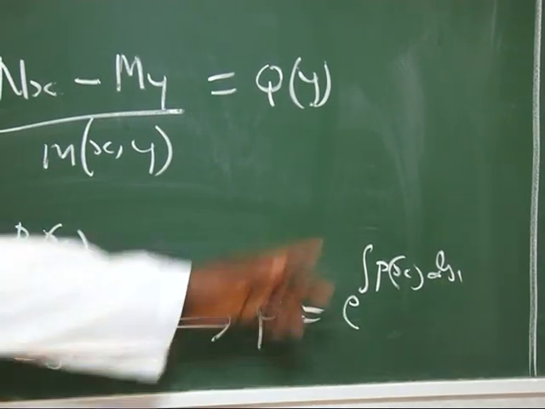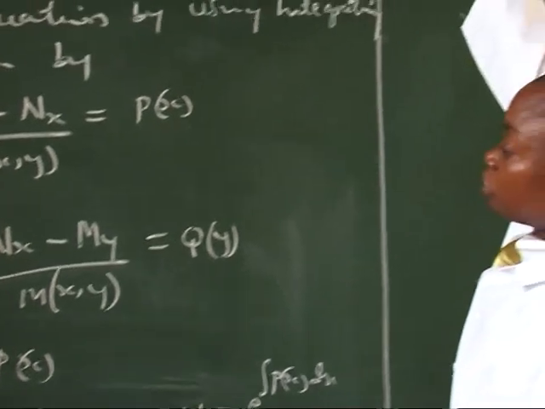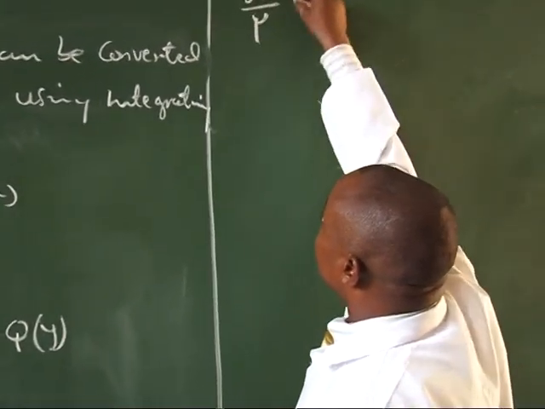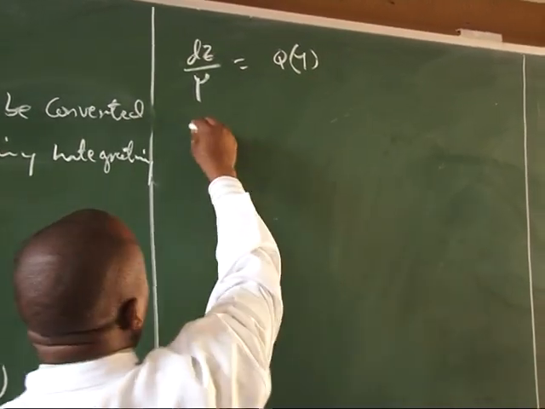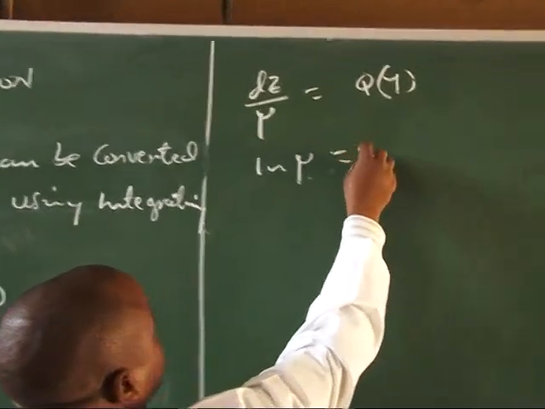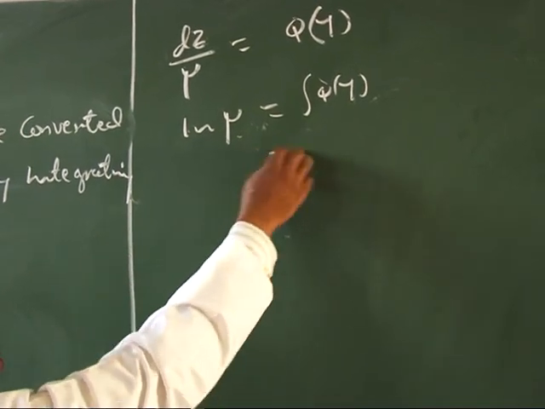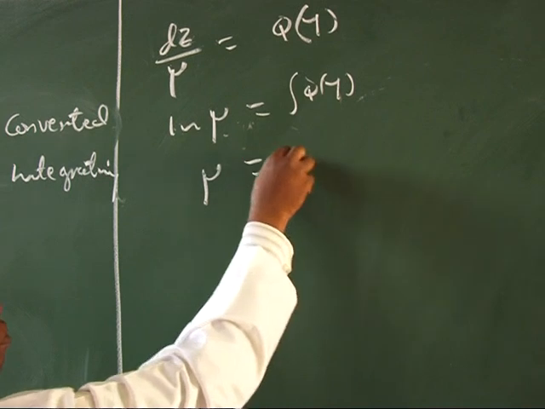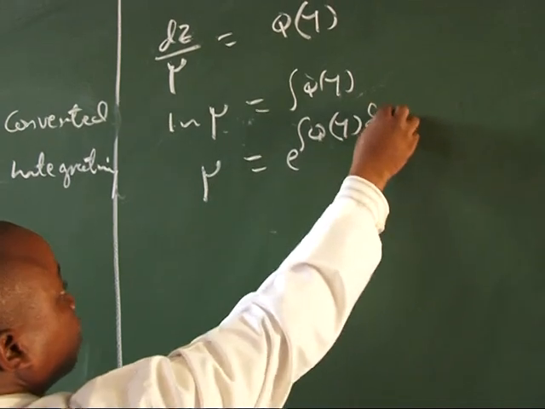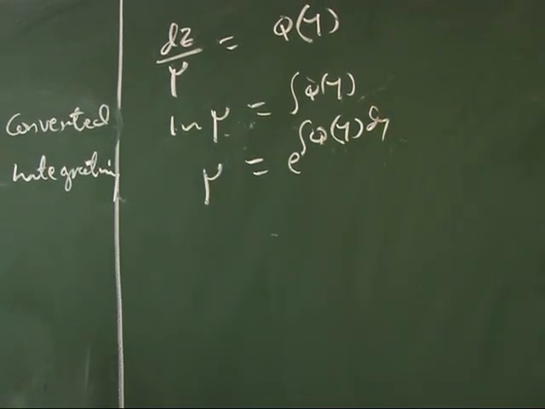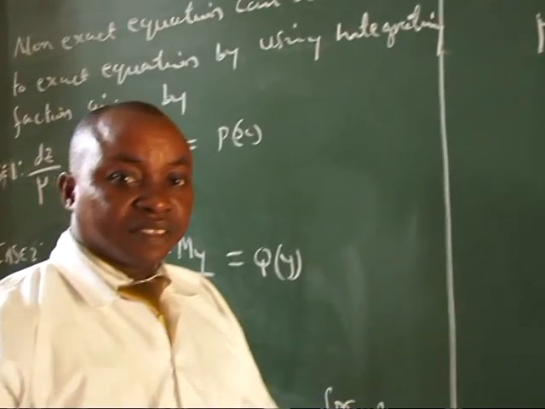So we use this to multiply through the given equation. Same thing will happen to this. In case 2, if dμ over μ is equal to q of y, then integrating both sides, we have ln μ is equal to the integral of q of y, so that, taking the exponential of both sides, μ will be e raised to the integral of q of y dy. So if we use that to multiply the given equation, we can convert it to an exact equation.